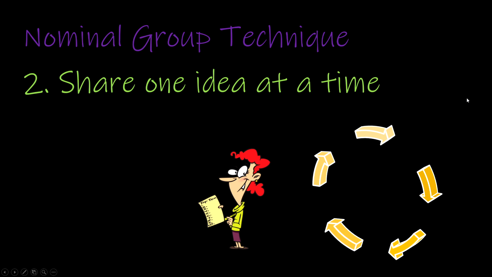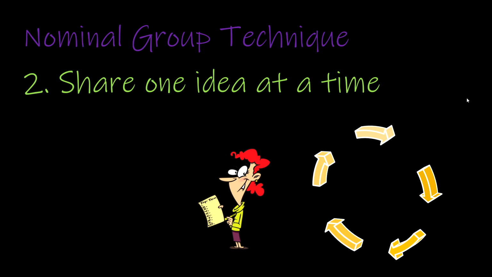Okay, and the reason that we do it this way is that by having people share one idea at a time, we can't identify trends as to what seems normal in the group and what's not normal in the group. We get a good diversity of ideas throughout the entire process as they come out.